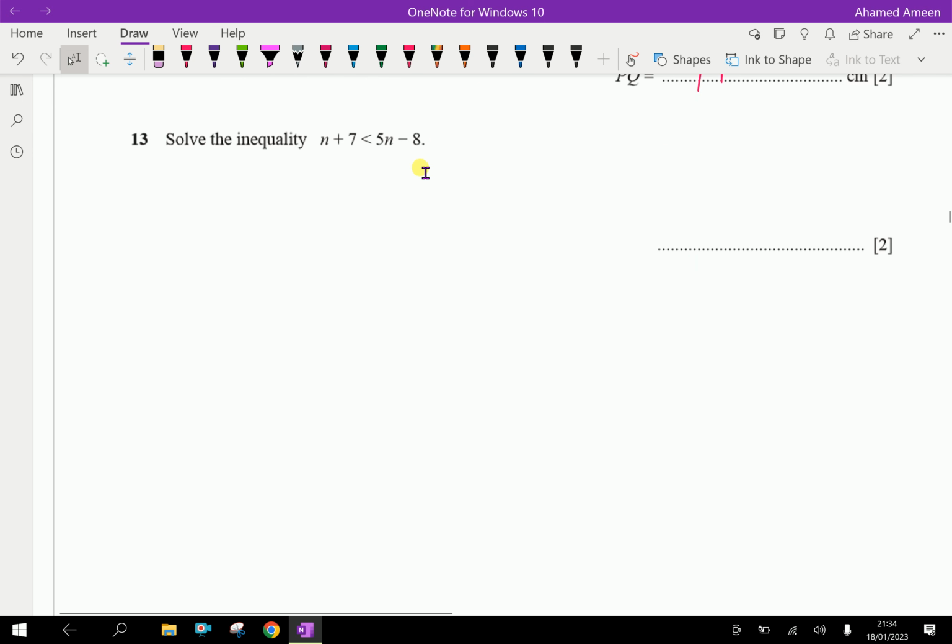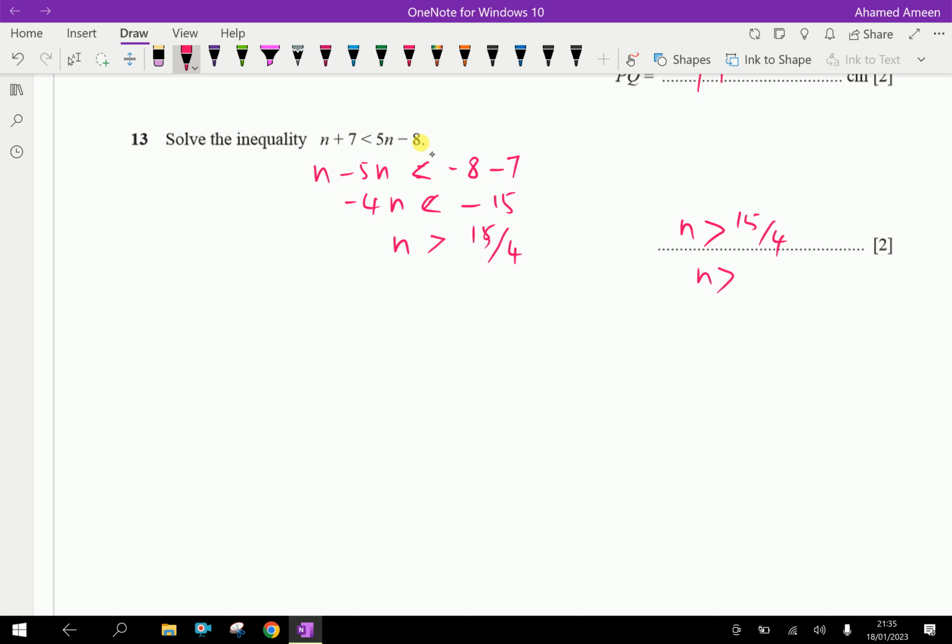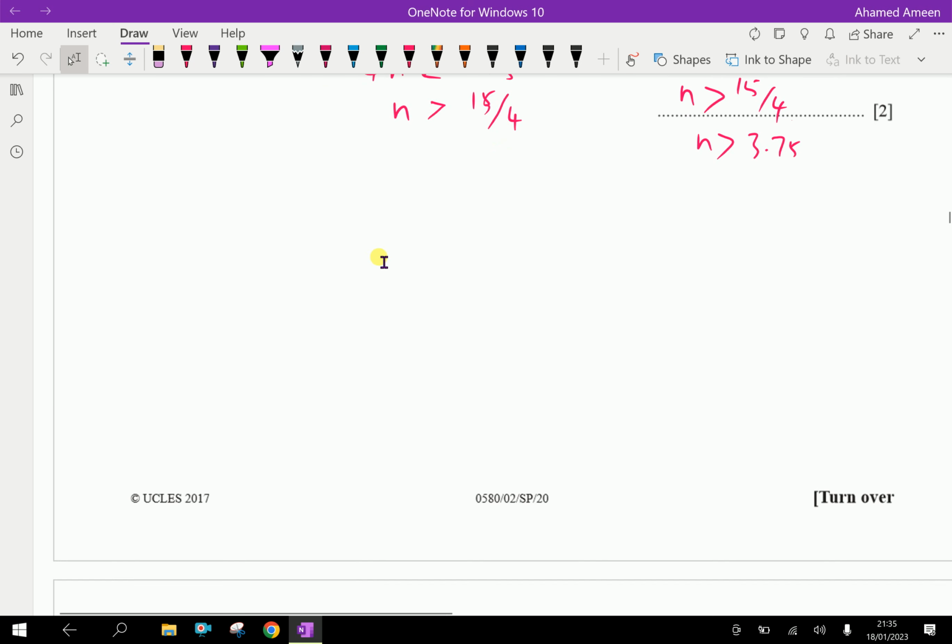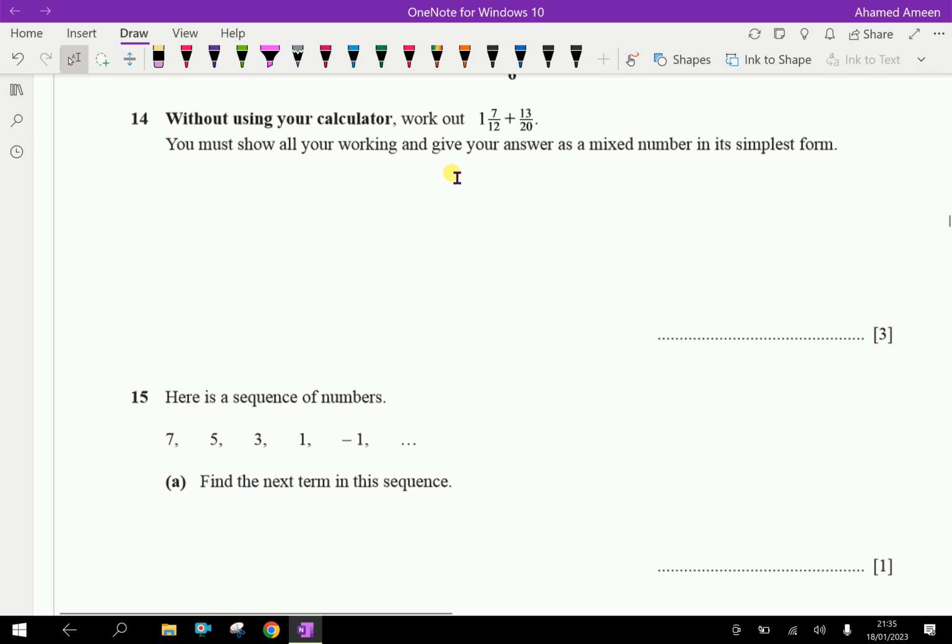Here, solve the inequality. N plus 7 is less than 5N. Collecting N one side, minus 5N equal minus 8 minus 7. Therefore, minus 4N is less than minus 15. Then, we have to change the inequality sign because we are dividing by a negative number on both sides. So n is greater than 15/4. That is, further we can say n is greater than 3.75.